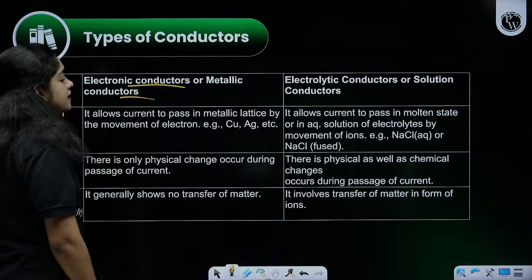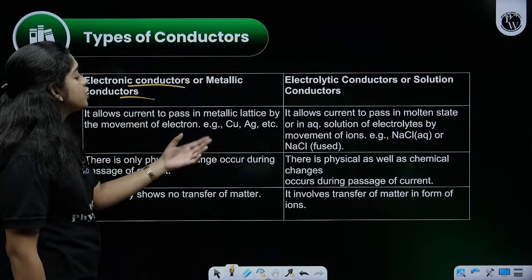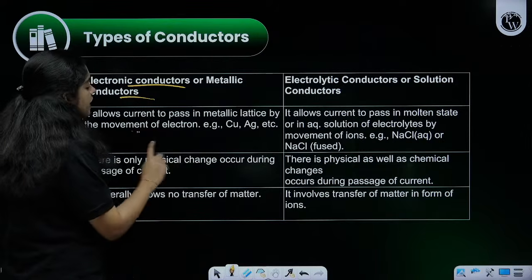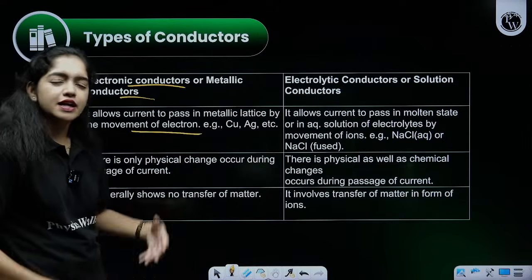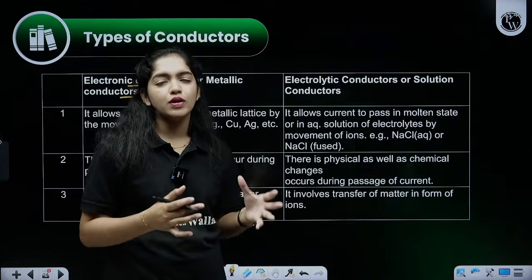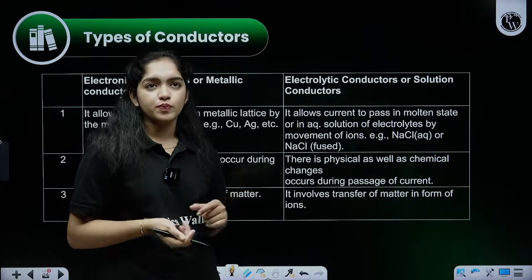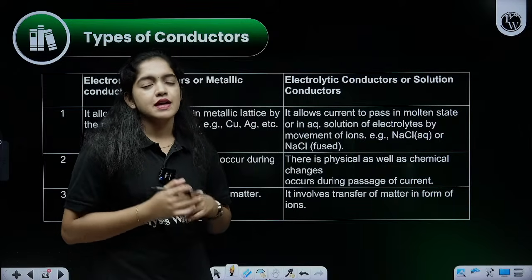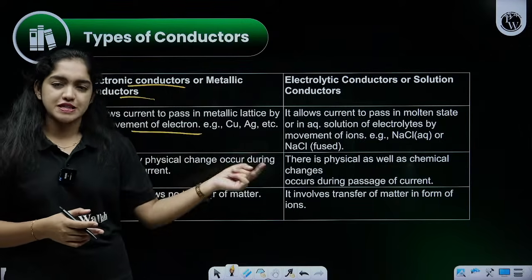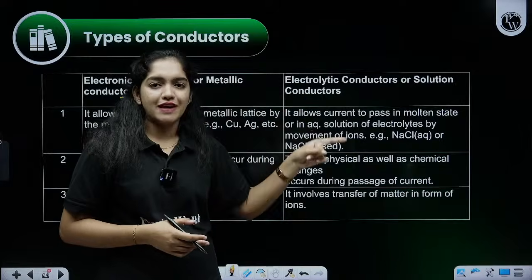They allow the current to pass through the metallic lattice by the movement of electrons. And we already discussed that current will flow through a substance only when the electrons are flowing. When electrons move, only then will the current flow. Okay, clear? In which direction is the current flowing? Positive to negative. Negative to positive, electrons are flowing.